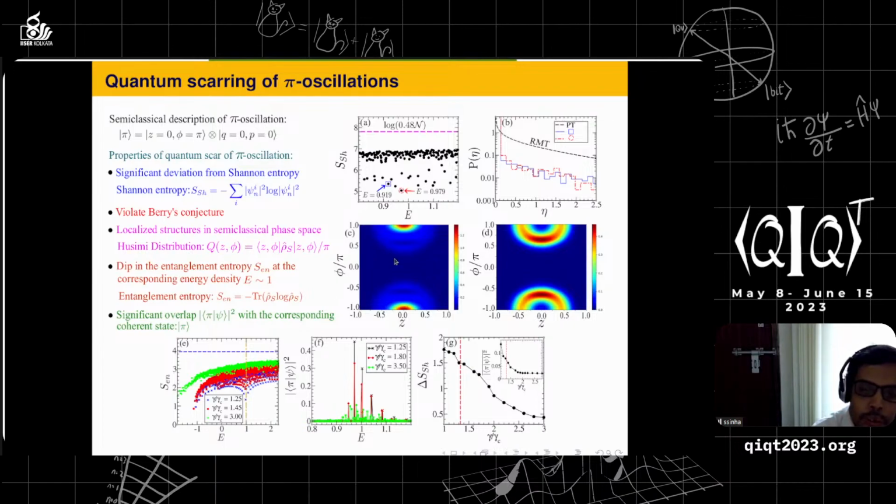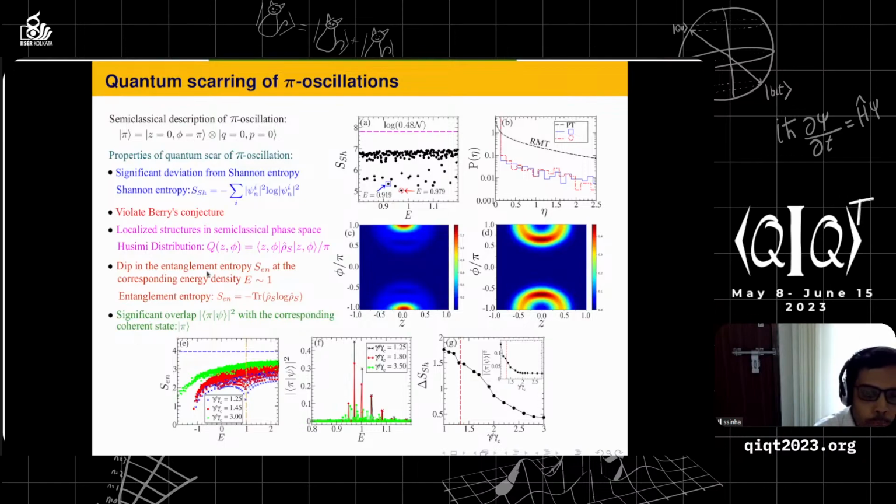For these eigenstates, one can also construct the semi-classical description of these pi modes from coherent states: spin coherent states and the photonic, bosonic coherent states. And we find that these types of eigenstates have a large overlap with this semi-classical description. Moreover, this overlap also decreases as the degree of scarring decreases, as we enter the regime where the instability of this pi mode also increases. So this controls the degree of scarring in some sense.